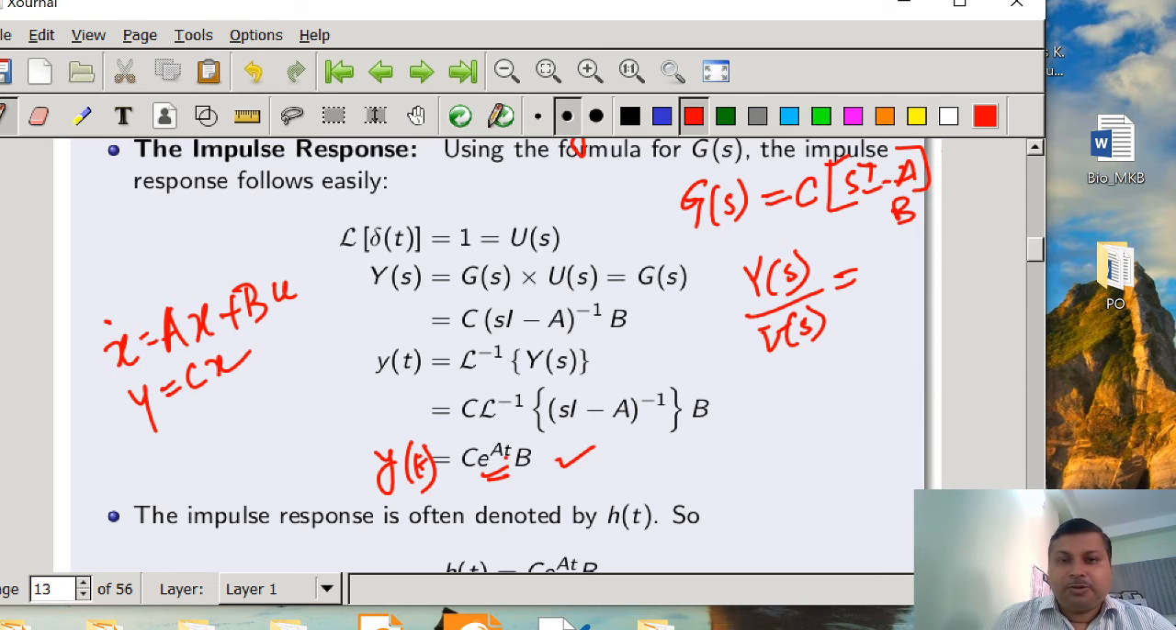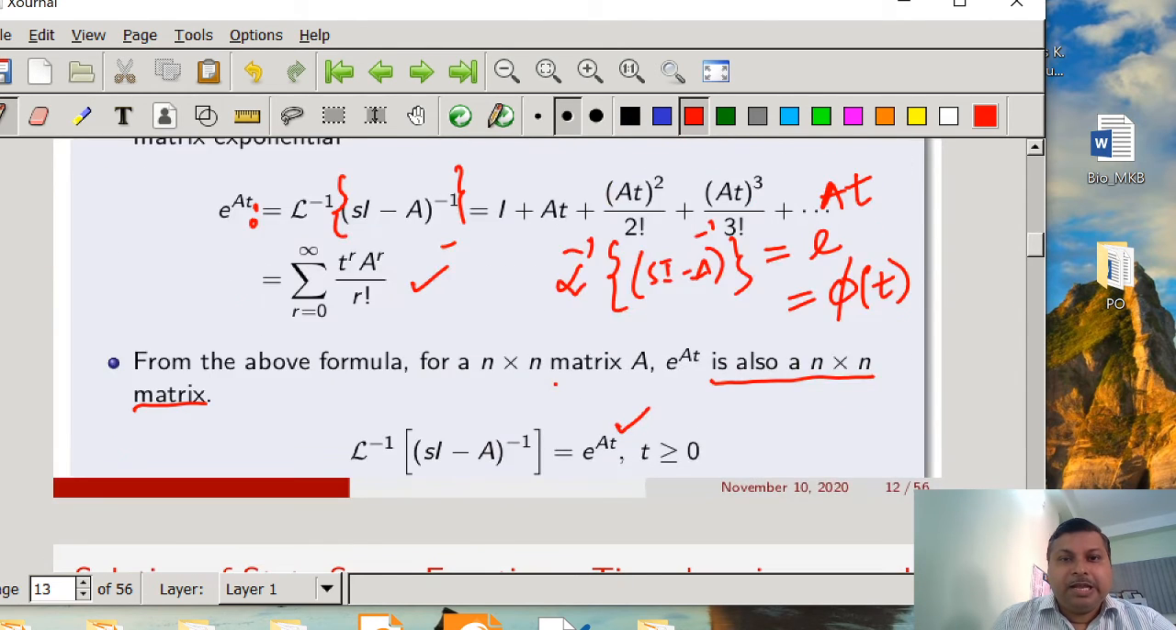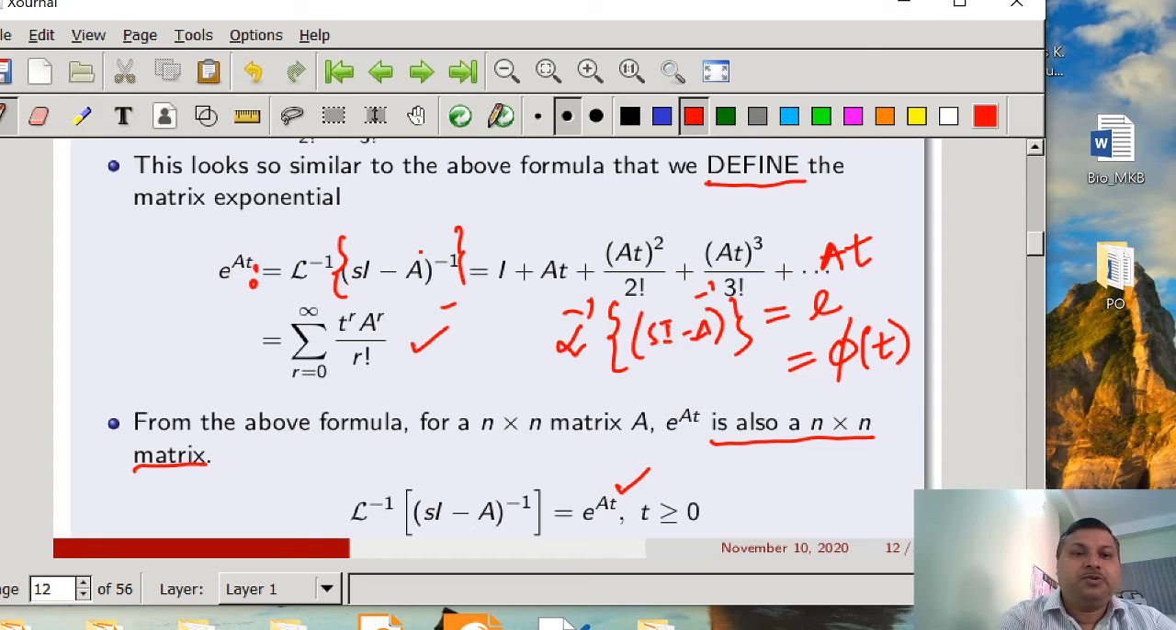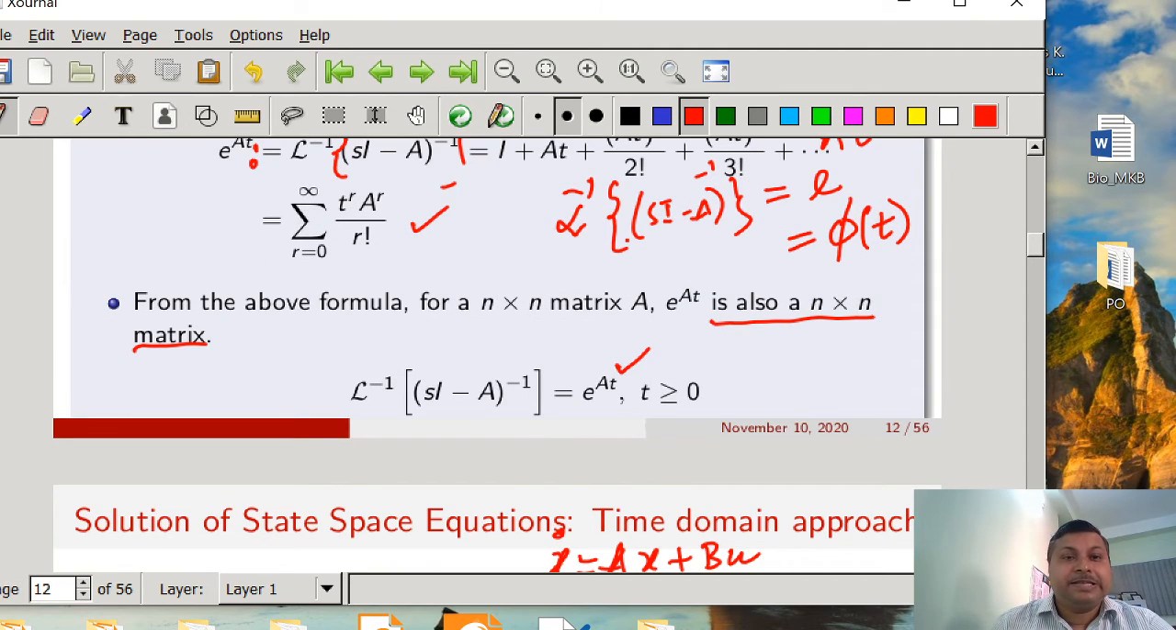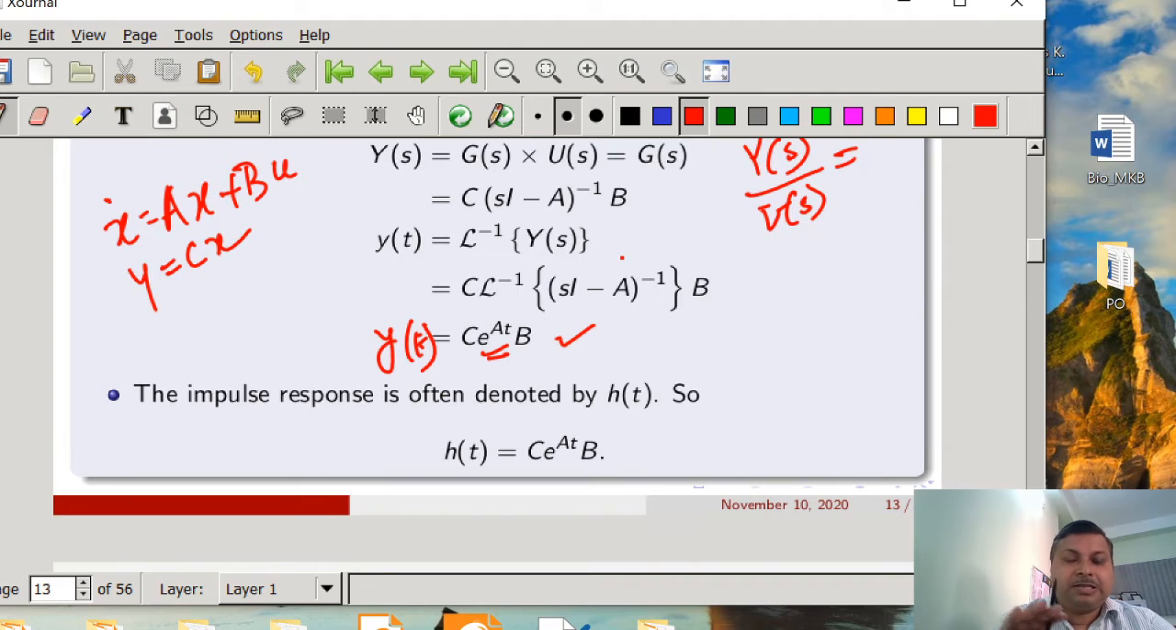We have defined e to the power At, but you should not think that this expression will help you compute it, because it is not in a compact form, it is an infinite series. So we have to know what methods exist to compute e to the power At. Just to make you understand, if we want to compute the impulse response in time domain, we have to compute e to the power At. Sometimes the impulse response is denoted by h(t), so the impulse response h(t) is also equal to C into e to the power At into B.